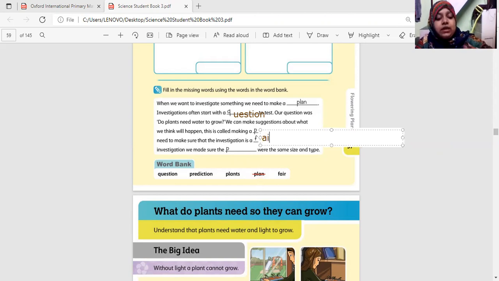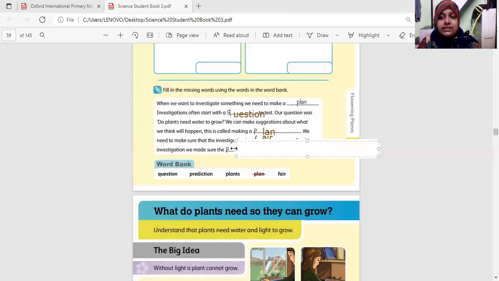What is a fair test? A fair test is a test where all the assumptions are done properly. There are no loopholes in it. For this investigation, we make sure that the plants were of the same size. One very important aspect of a fair test is that whatever specimens you use should be the same. We cannot use one very healthy plant and another plant that is already dead.